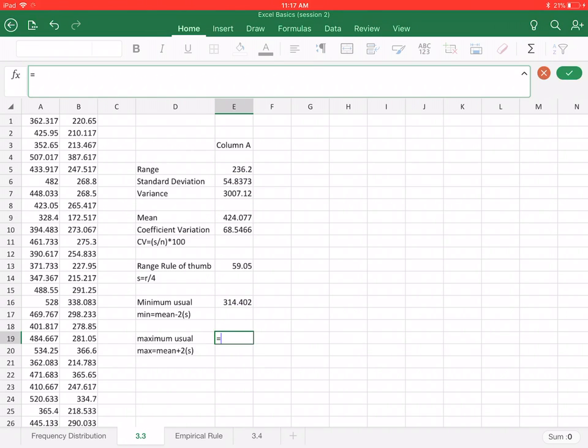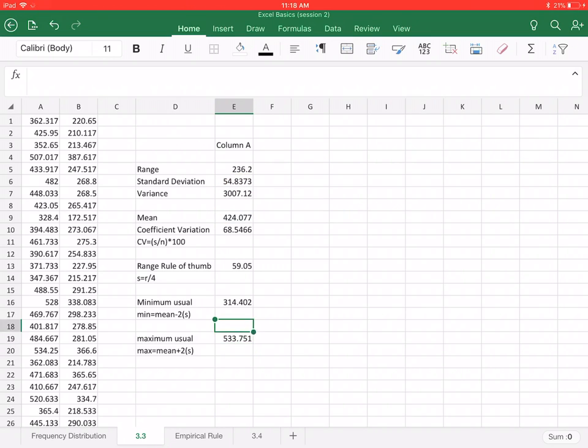So then the maximum usual is the opposite of the minimum usual, meaning that we're doing addition. So we're going to do equals mean, which we've already found, plus 2 times the standard deviation, which again we've already found, and just hit enter. And now we have our minimum and maximum usual value. So if you have a question that says, like, if you have 400.672, is that a usual value? The answer would be yes, because that would fall between 314 and 533.